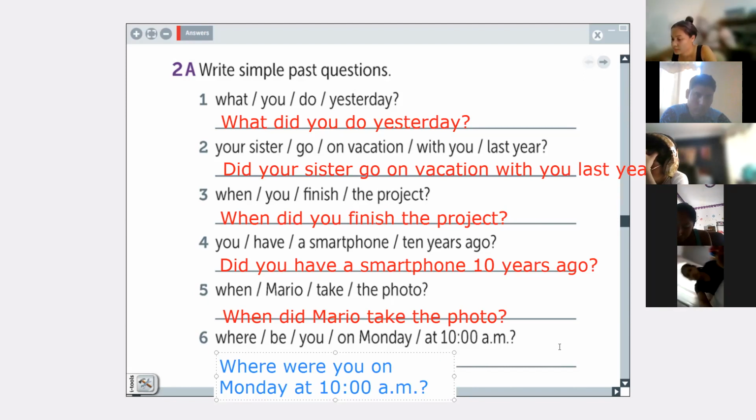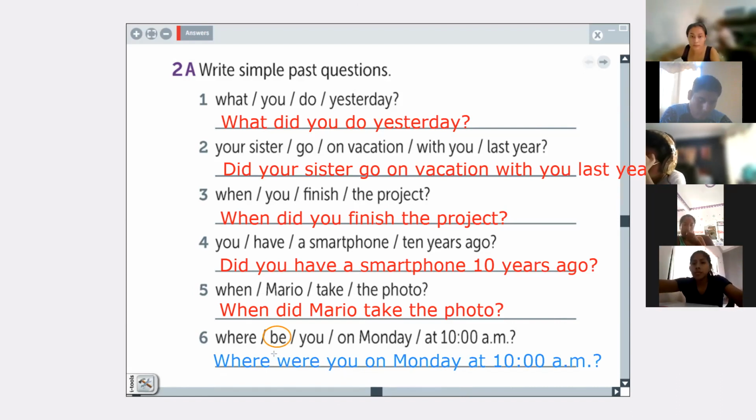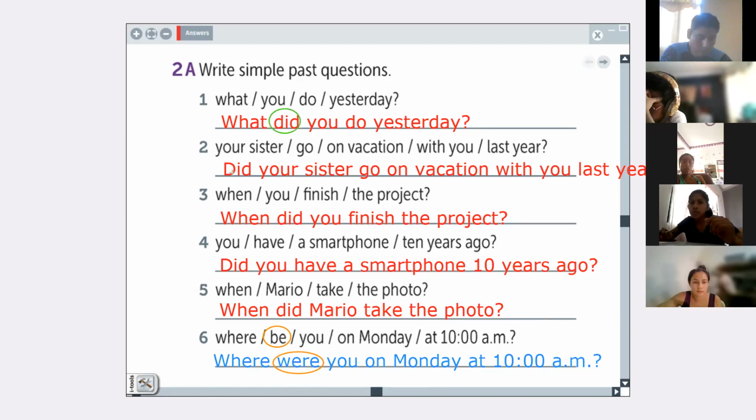Okay, I want you to pay attention to the questions here. Recuerden siempre, cuando ustedes tengan un be, un verbo to be, ya sea en oraciones o en preguntas, la estructura cambia, ¿ok? Ya no necesitamos poner un auxiliar did, como en las otras. Por ejemplo, aquí, si se dan cuenta, todas tienen did. Todas las preguntas tienen did.